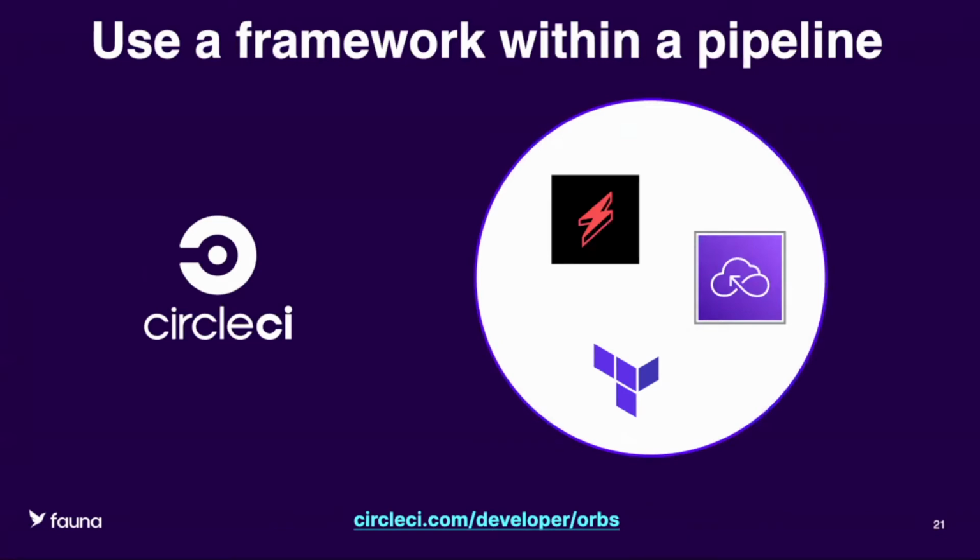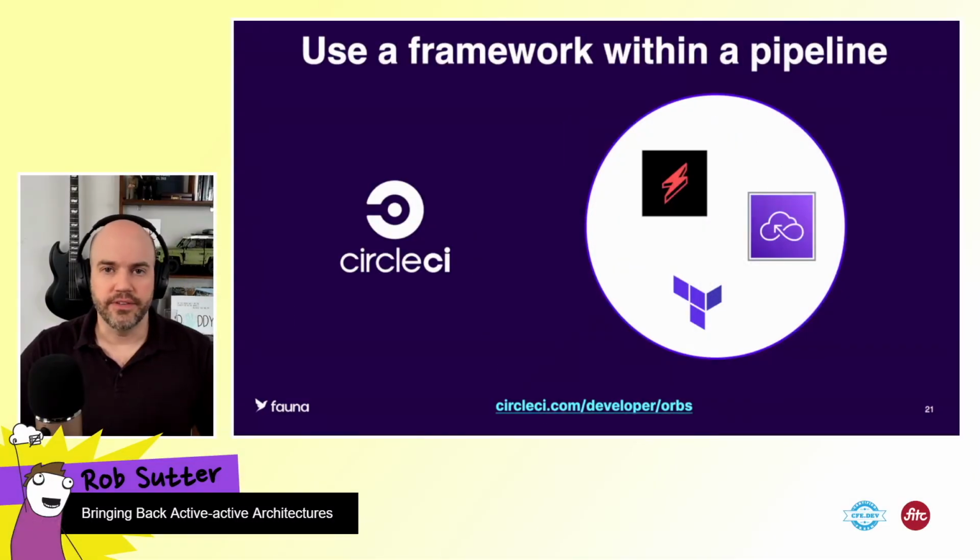They offer orbs, which are predefined functionality for Terraform, for the serverless framework, for AWS SAM CLI, and more, that allow you to quickly do deployments based on variables that you specify. You can make your Circle CI workflows as complex and powerful as you want, or you can make them as simple as just pulling your repo, building, and deploying to a single region. So if you don't yet have a choice for your CI/CD pipeline, I highly recommend you take a look at it.